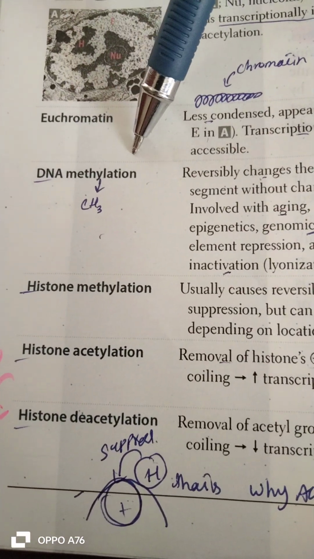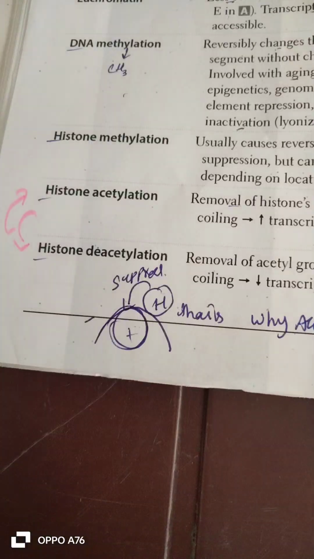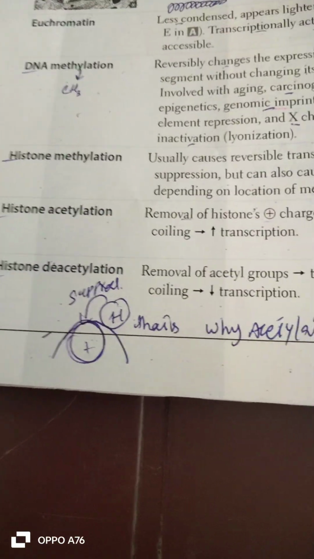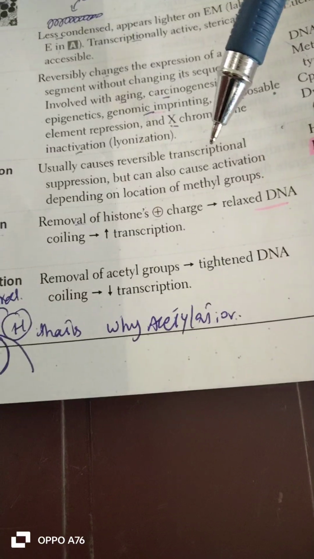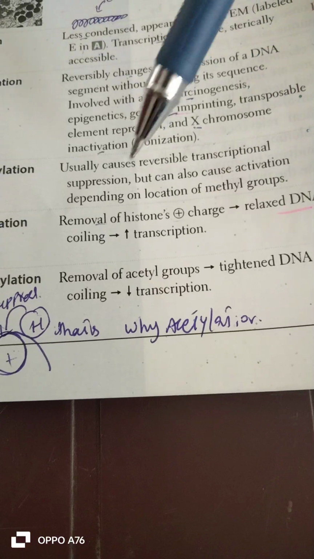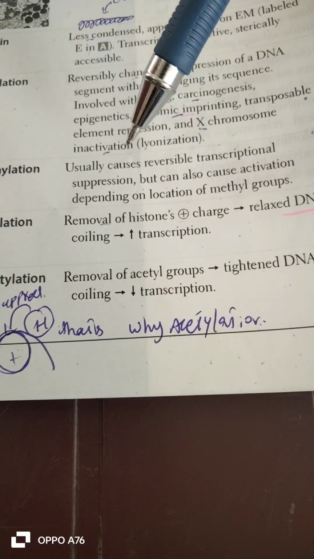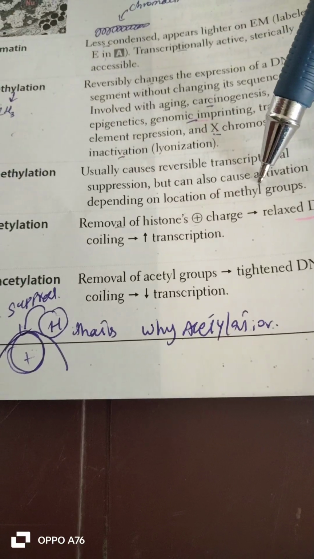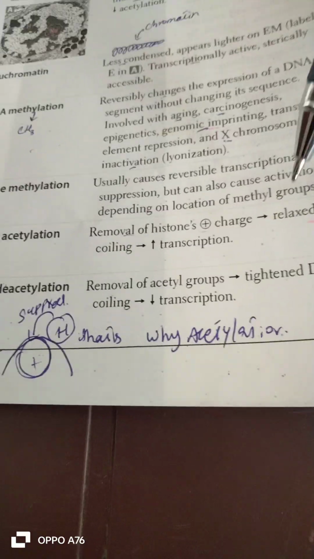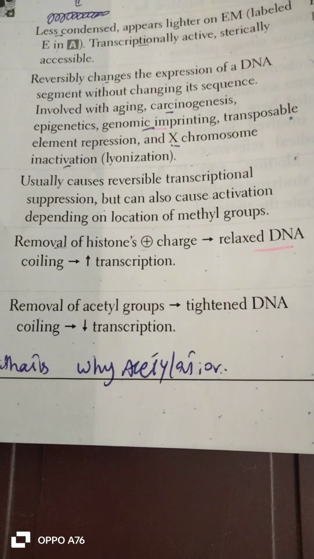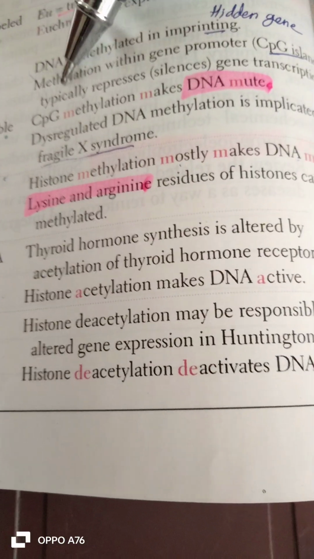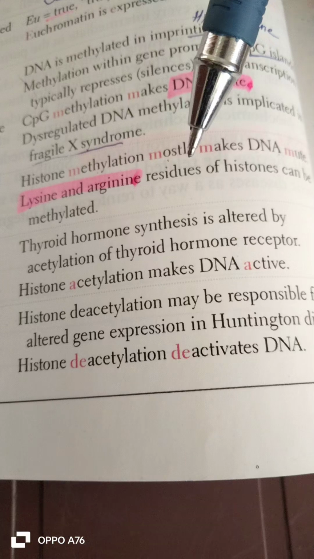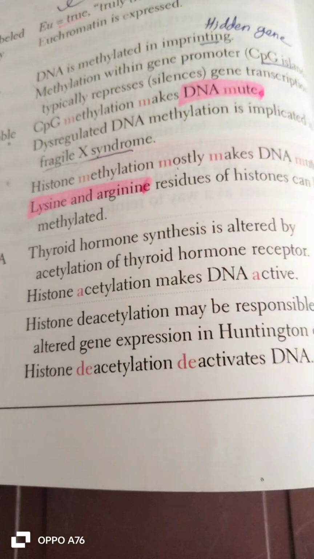We will see DNA methylation and then histone methylation. What is histone methylation? It usually causes reversible transcriptional suppression but can also cause activation depending on the location of the methyl group. The presence of a methyl group does not otherwise affect transcription. Histone methylation mostly mutes DNA. Lysine and arginine are residues of histones that can be methylated.